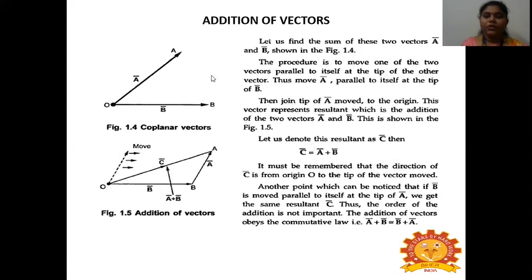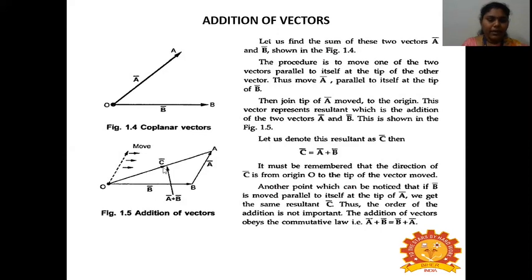Next, we will see addition of vectors. Here, consider two vectors. One is your vector A, the other one is your vector B. The vector A is from 0 to A and the vector B is from 0 to B. Now we are going to add these two vectors. The procedure is to move one of the two vectors parallel to itself to the tip of the other vector. Thus we are going to move vector A parallel to itself to the tip of vector B.